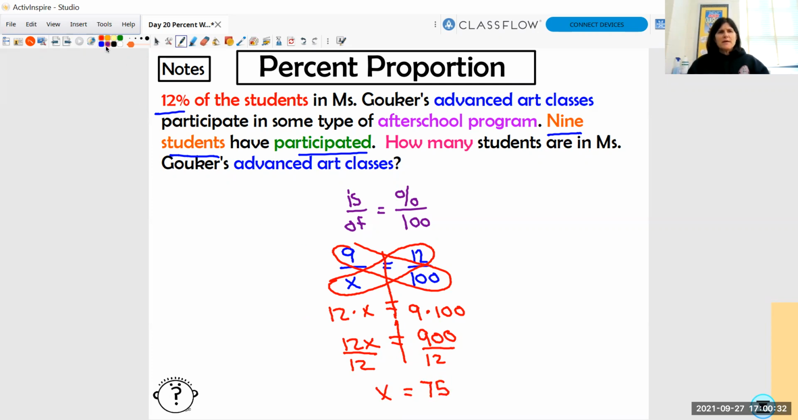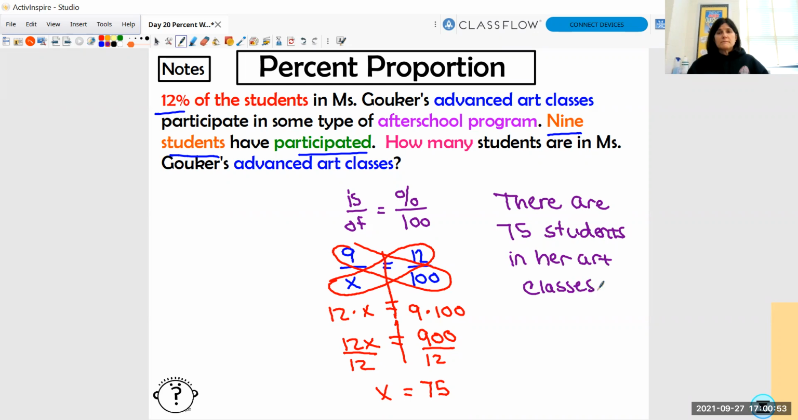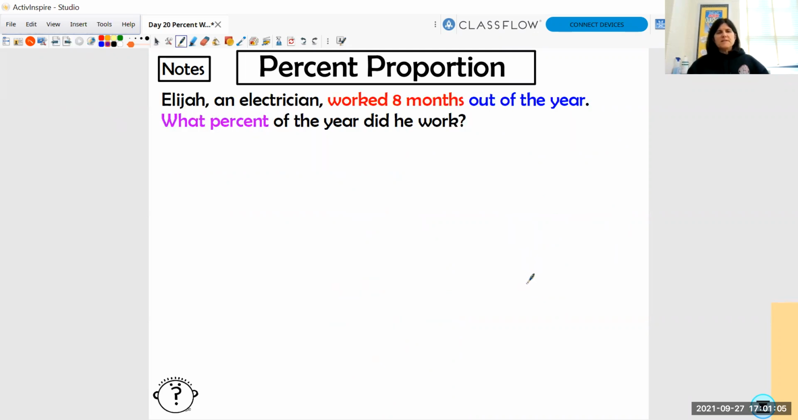So now I'm going to go back up and answer my question. The question: how many students are in Miss Gauker's advanced art classes? There are 75 students in her art classes. So we have to set up, solve, and then write our answer as a sentence. Okay, one more before we start practicing on your own. Here we go. Last one.